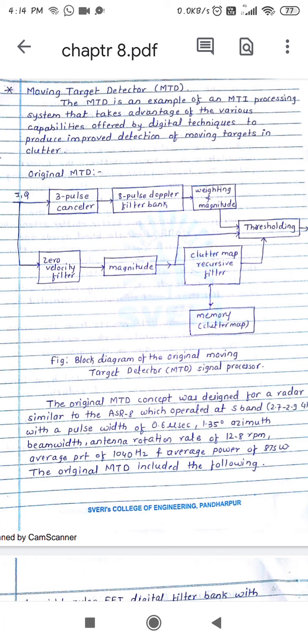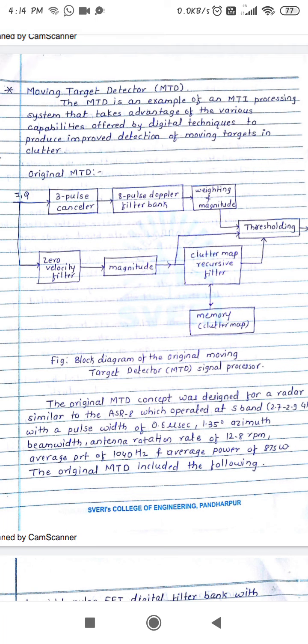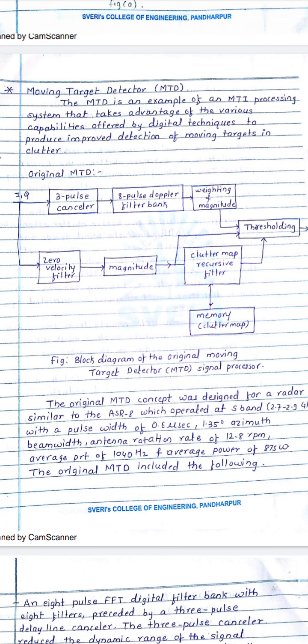Before that we have learned the MTI, that is moving target indicator, which is indicating the moving target system. The MTD is an example of an MTI processing system that takes advantage of the various capabilities offered by digital techniques to produce improved detection of moving targets in clutter.